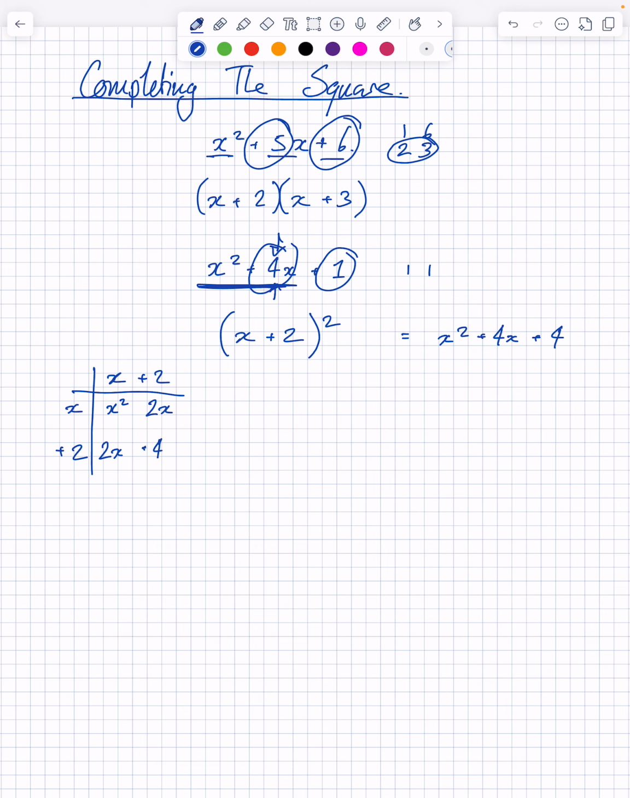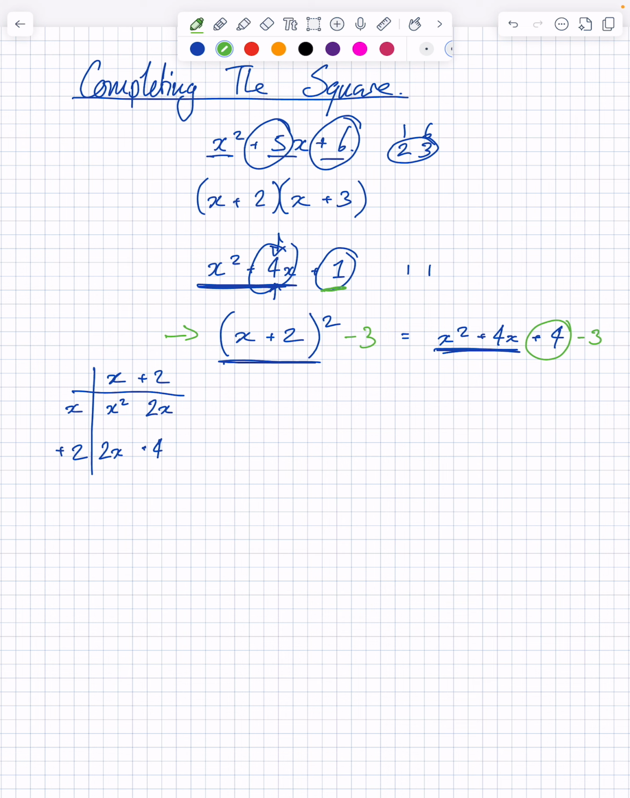We had x squared plus 4x plus 1, and we've got x squared plus 4x plus 4 by expanding this bracket. So now we need to think, right, we don't want x squared plus 4x plus 4, we want x squared plus 4x plus 1. So what have we got to do to both sides of this equation to get back to plus 1? Well, we've got plus 4 here on the right hand side, so if we take away 3 from both sides, that will give us x squared plus 4x minus 3.